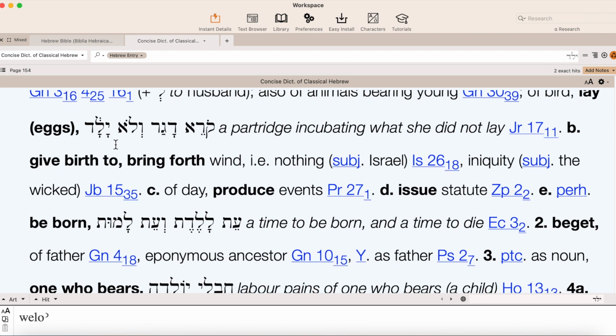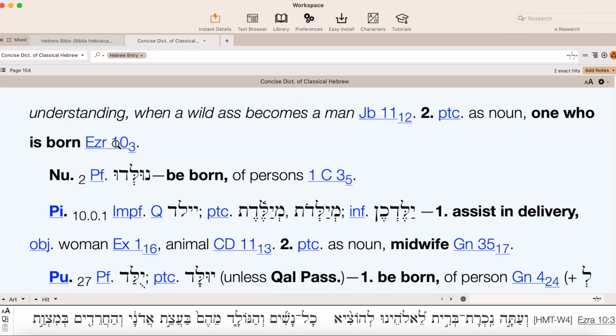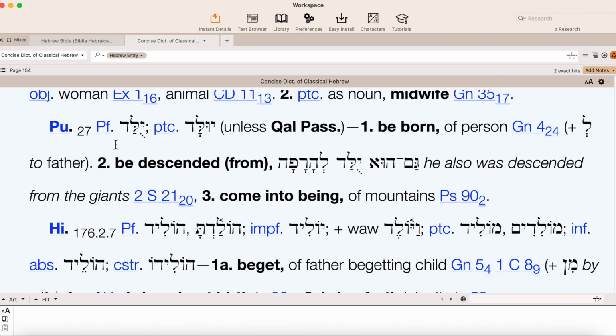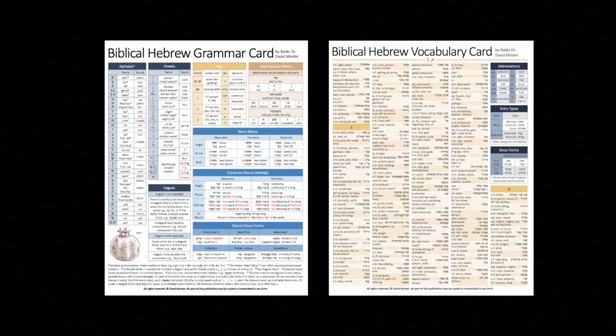We now know how to use a biblical Hebrew dictionary for verbs. It's all about those stems, and it's broken down stem by stem by stem. You should go out and get your biblical Hebrew vocabulary card. You should go out and get your biblical Hebrew grammar card. You should get your favorite biblical Hebrew dictionary, and I wish you much success in your studies.